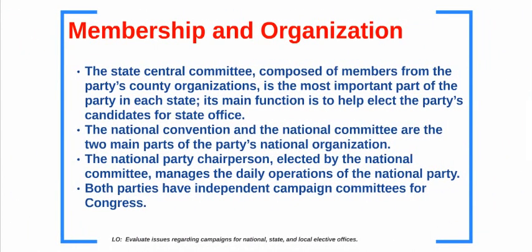The state central committee is composed of members from the party's county organizations, and this is the most important part of the party in each state. Its main function is to help elect the party's candidates for state office. The National Convention and the National Committee are the two main parts of the party's national organization. The National Party chairperson, elected by the National Committee, manages the daily operations of the National Party. Both parties have independent campaign committees for Congress.